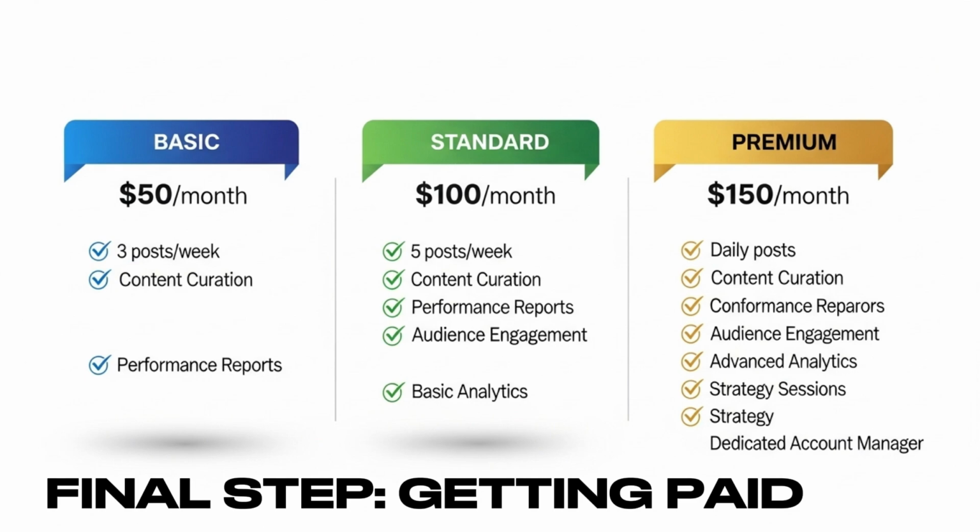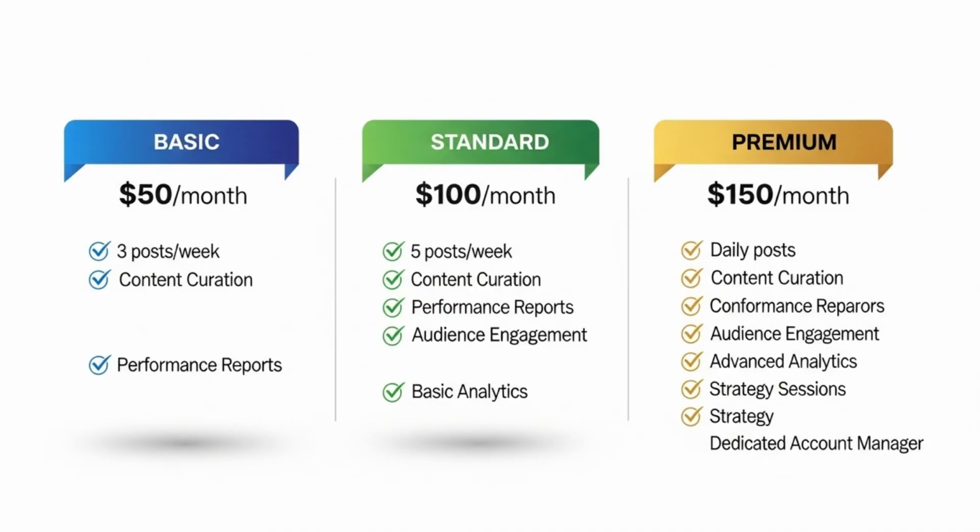Start with the basic package. Get 3 clients at $50 each. That's $150 a month. Once you're confident, raise your prices or upsell them to the standard or premium package. With just 3 clients at $150 each, you're making $450 a month. And remember, you're only working a few hours a week total because AI and automation are doing the heavy lifting.